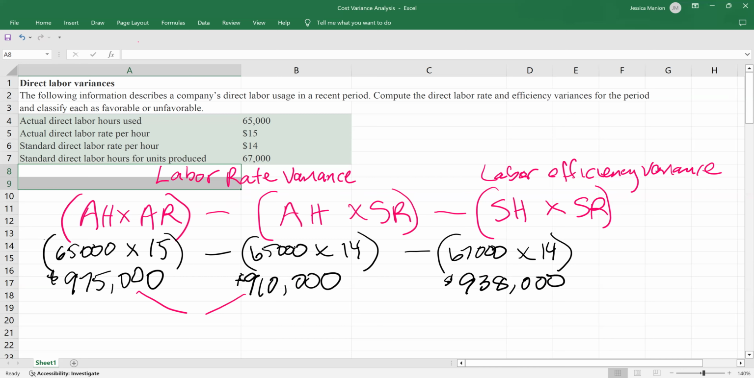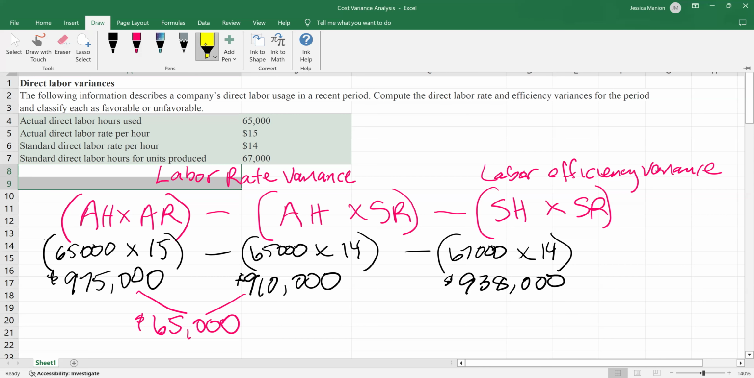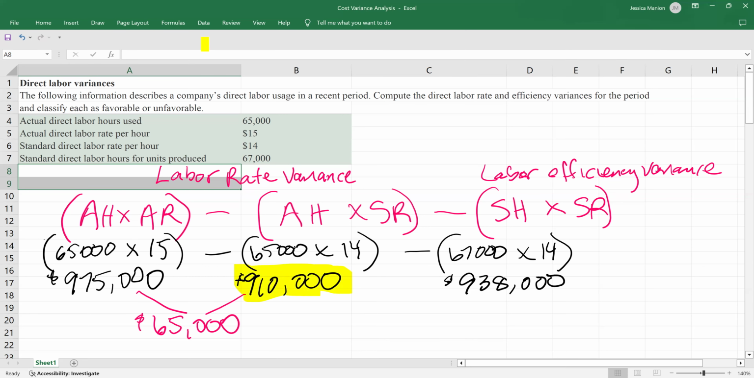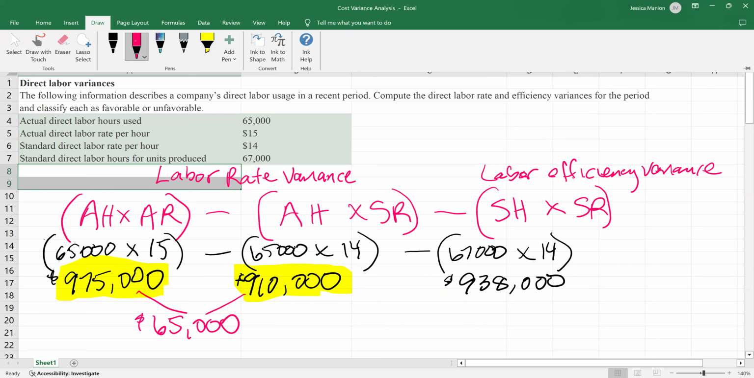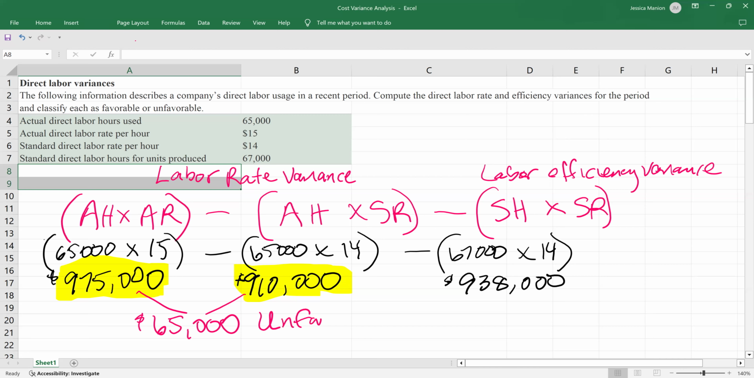And so the difference between these two numbers, 65,000. But let's think about this. Our actual hours based on our standard rate, we should have spent 910,000. Based on our actual hours and that standard rate, we should have spent 910,000. However, with our actual hours and actual rate, we spent 975,000. So again, this is an unfavorable variance, and we'll be more specific: unfavorable rate variance.